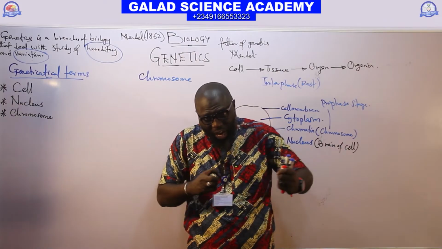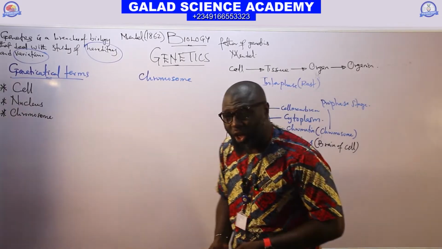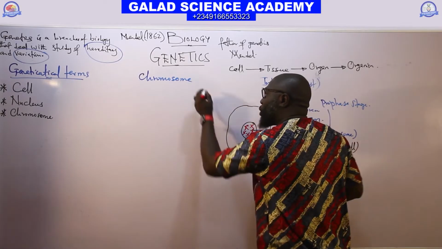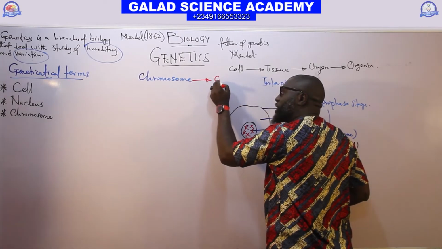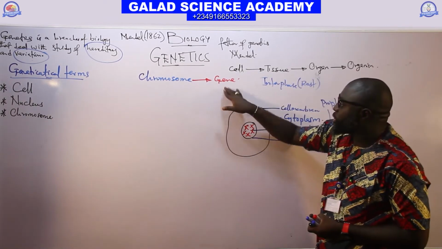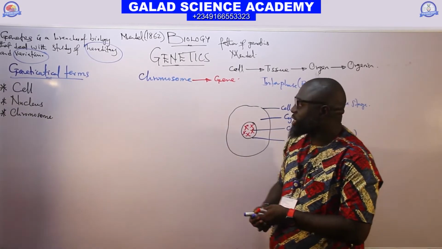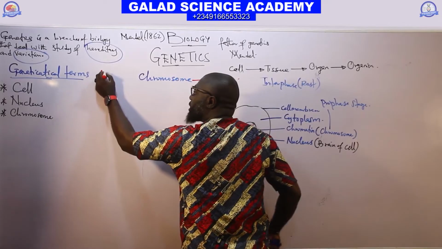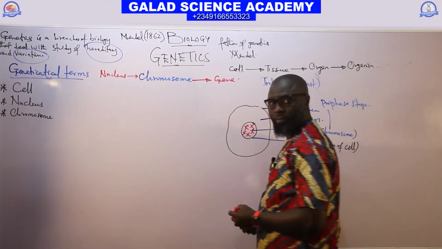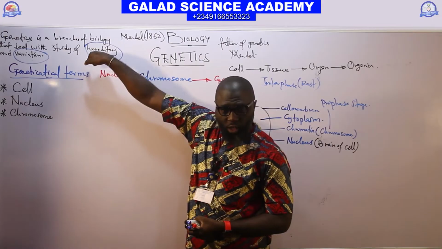Chromosome is a thread-like structure, and it's responsible for transmission of gene. I said this chromosome transmits gene. You can see that inside the chromosome, we will find the gene. But inside the nucleus, we will find the chromosome. Can you see the thread now? But inside the cell, we find what?